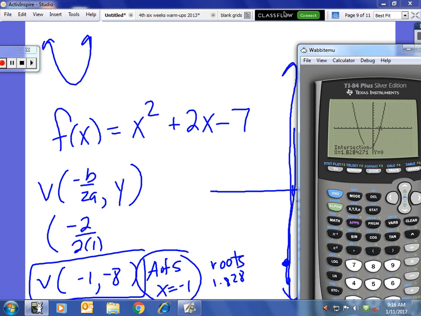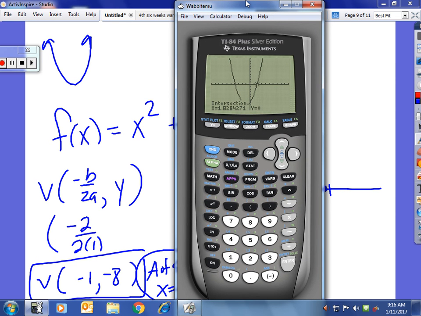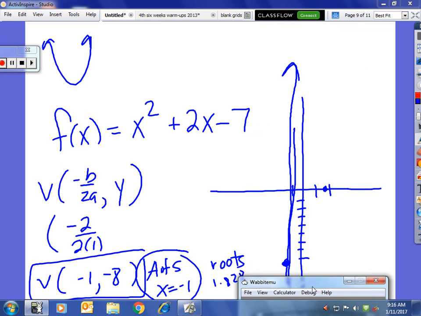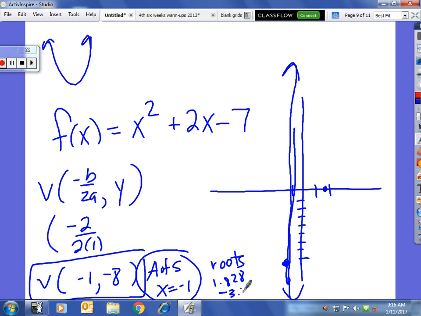How do I find the other one? Do the same thing, but I got to get my cursor over here. Hit trace. Move that cursor to the other side. Do second function. Calculate intersection. First curve, second curve, guess. Negative 3.828. Negative 3.828 is the other root. That's almost to negative 3, but not quite. Okay, so now I know where it's crossing the x-axis.